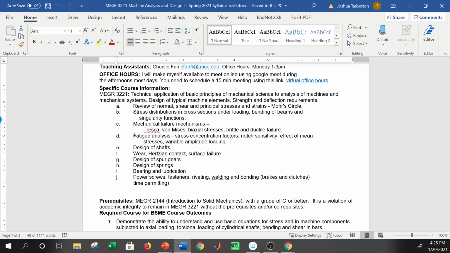And then we'll talk about spur gears, which are among the most commonly used gears in machine elements. We don't go into helical gears, although the extension from the gears chapter will be very easy for you. Helical gears are typically used for higher speed applications, and they're less noisy. Then we'll talk about springs, bearings and lubrication, power screws, fasteners, riveting, welding, bonding, and brakes and clutches, time permitting.